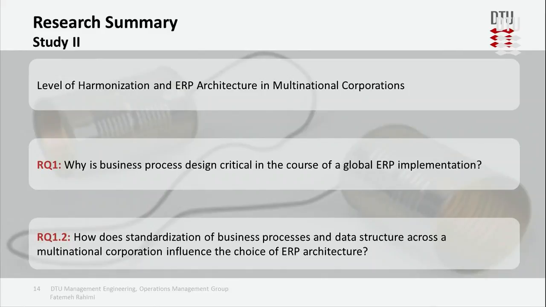Then I asked myself, okay, if process standardization is a motive for global ERP implementation, but it's difficult to achieve, then what does it mean for the choice of ERP architecture? Therefore, the second study looked into the ERP architecture in multinational corporations. It actually took a critical view towards implementation of single-instance ERP systems and investigated factors that would influence ERP distribution decision. It especially looked into the influence of process standardization on the choice of ERP architecture. And therefore, in this way, it contributed to answering the first research question by answering this sub-question. How does the standardization of business processes and data structure across a multinational corporation influence the choice of ERP architecture?